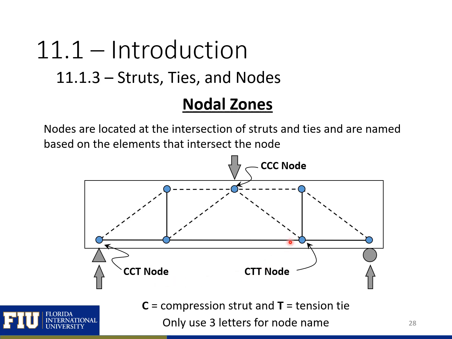If we have more than one tension tie coming into a node, and at least one compression component, then it's considered a CTT node. Note that we're only using 3 letters. So if we have more than one tension element intersecting at the node, then we have 2 tension components there. And we'll use these node types in estimating the strength of our nodes.